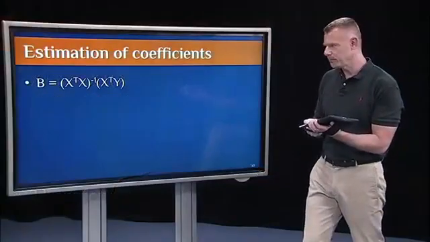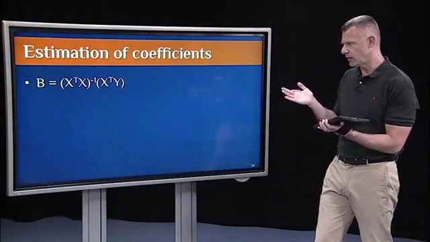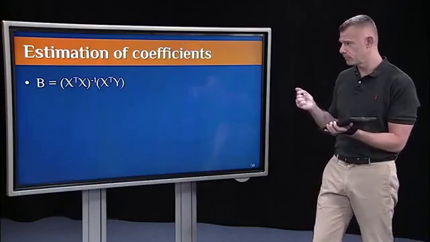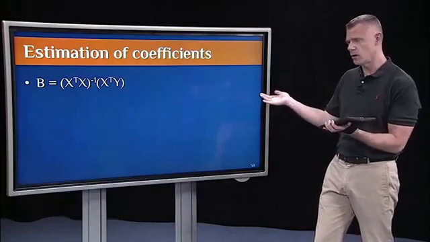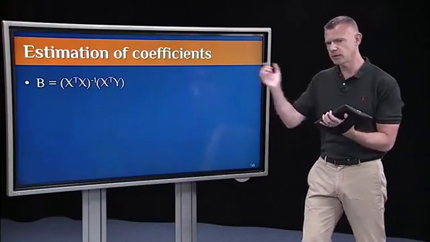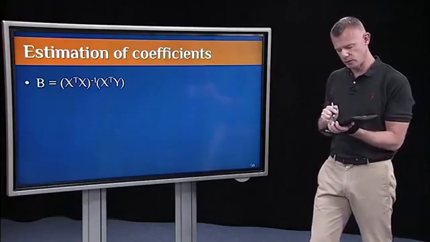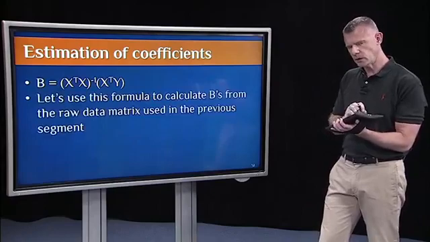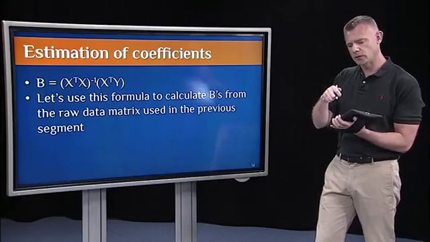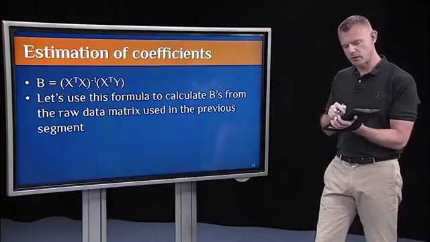So here's our solution. We can now solve for b with just x transpose x, the inverse of that, times x transpose y. We know the x values, we know the y values, right? Those are our variables. So that's the formula that we're going to use. That's what R uses to calculate these regression coefficients. So let's use that formula to calculate the regression coefficients from the same data that we used to illustrate matrix algebra.